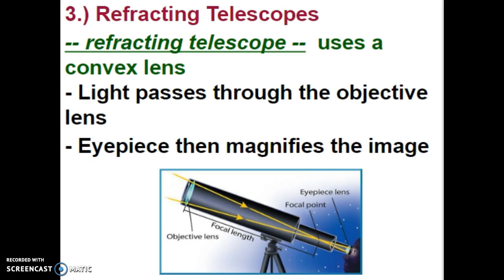A type of optical telescope, when you think of a telescope, you probably normally think of what we call a refracting telescope. A refracting telescope uses lenses, and they are convex, which means they kind of bubble out from the sides. So light passes through the objective lens, it will turn to a focus point, and then the eyepiece is the part of the telescope that magnifies the image.